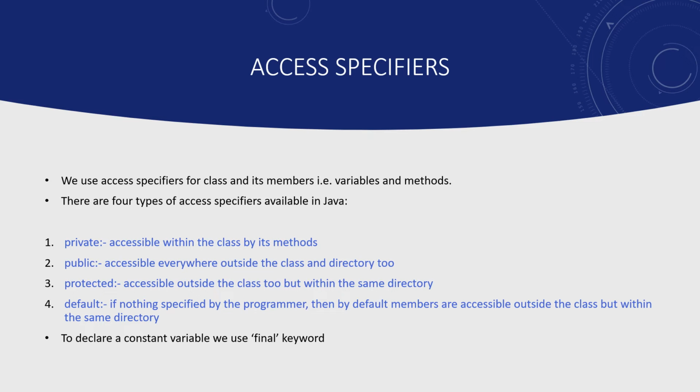And default is when nothing is specified by the programmer. Then the default members are accessible outside the class but within the same directory. So these are the four specifiers available in Java. To declare a constant variable, we use the keyword final, and it cannot be changed in another class or in its derived class.